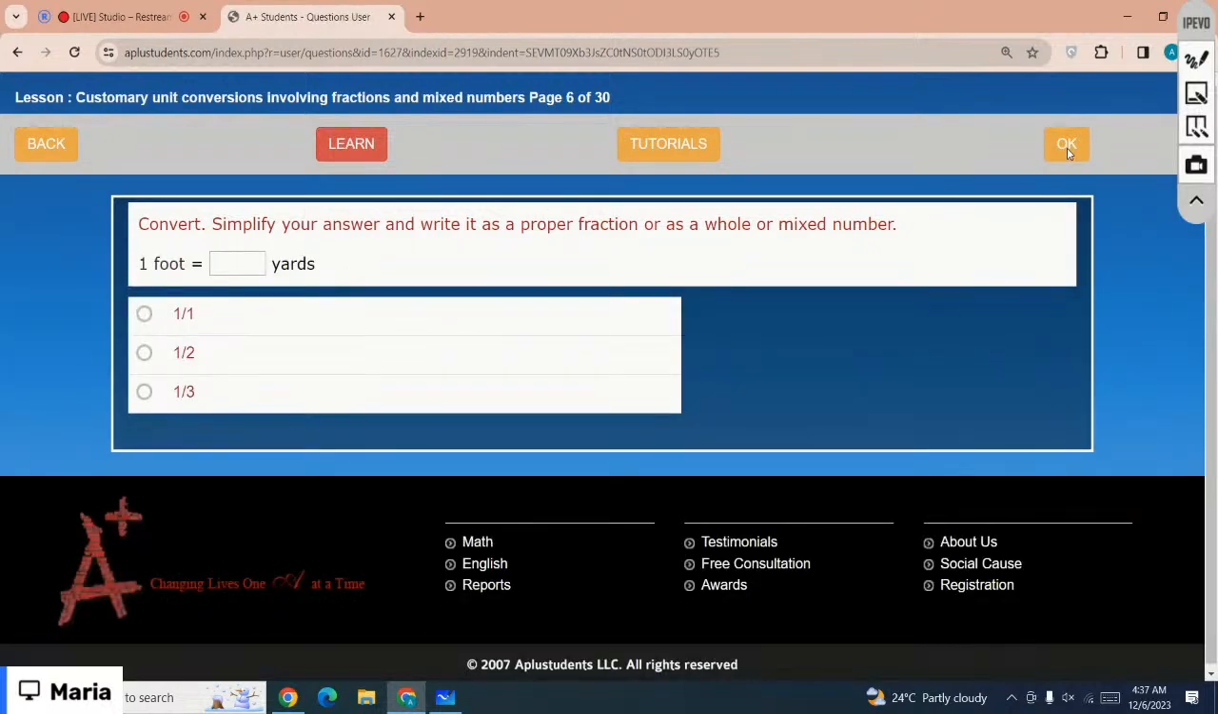Okay, the next one is 1 foot equals how many yards? 1 foot equals, that is 1 over 3. The correct option is 1 over 3. 1 foot equals one third of a yard. The correct option is one third.